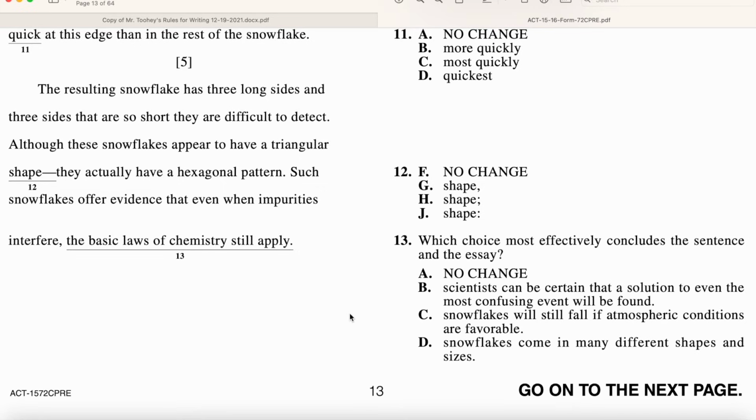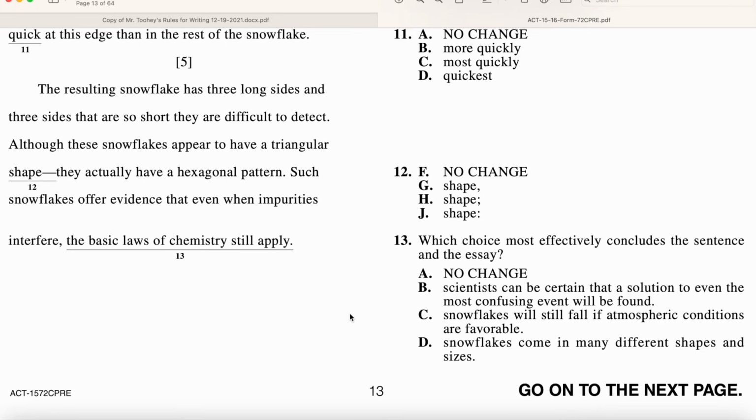And by the way, is that true, that scientists can be certain that a solution to even the most confusing event will be found? I don't think it is. There's lots of things scientists don't have solutions to. That would be nice if it were true, but I don't even think that's a true statement. And it just doesn't wrap up the essay in the same way that A does. A does the best. Let's consider C and D, though.